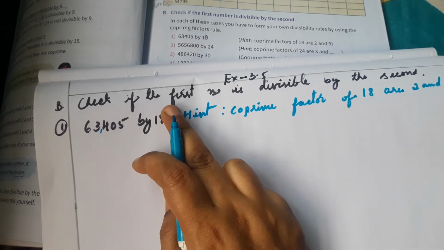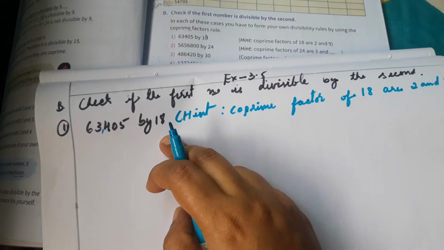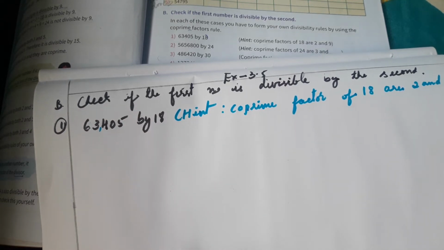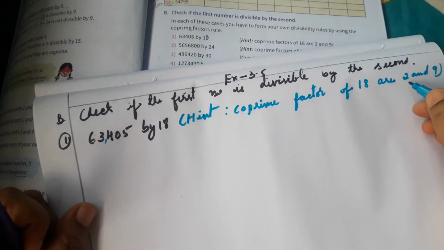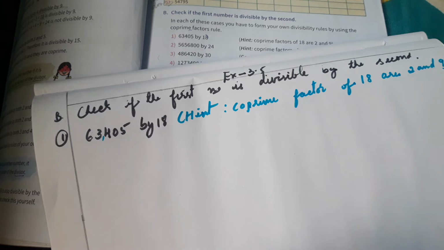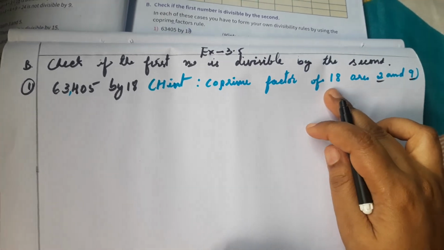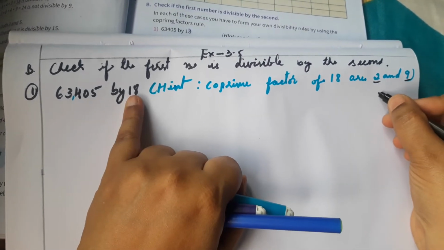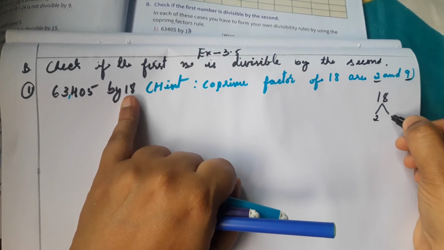With the help of the divisor only, by finding the factors of the divisor or coprime factors of the divisor, we can make our own divisibility test rule. Now find the coprime factors of 18. Here a hint is given. First answer is 2 and 9. So the divisor is 18, take the coprime factors of the divisor. 2 and 9 is given.